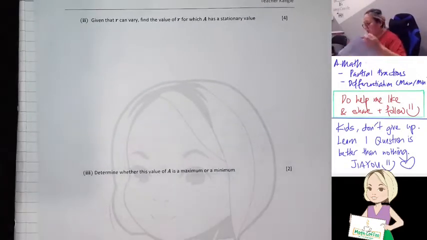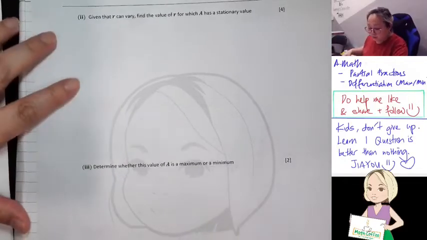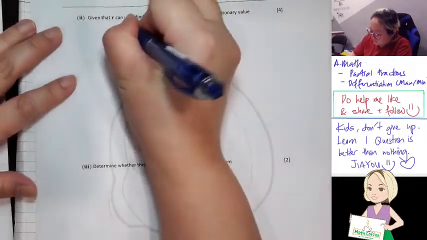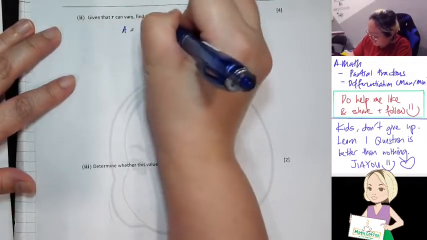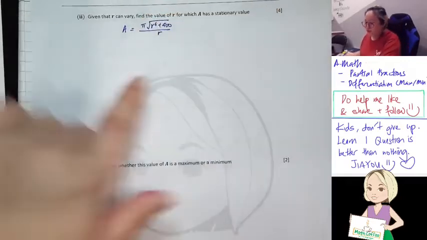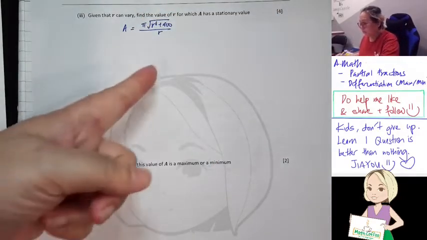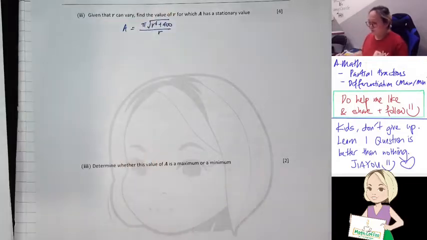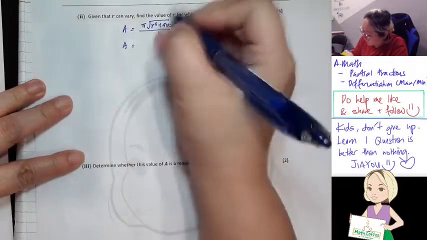So, same thing, you see, given that r can vary, find the value of r for which A has a stationary point. So I need to do my dA/dr. Before that, I'm going to write out my A first, so it's easier for us to reference. So this was the A. Okay? So how am I going to differentiate this one? If I use the quotient rule, it's a bit tricky. So what I'm going to do is change my A to this form.